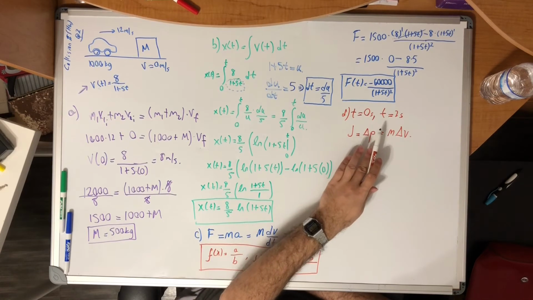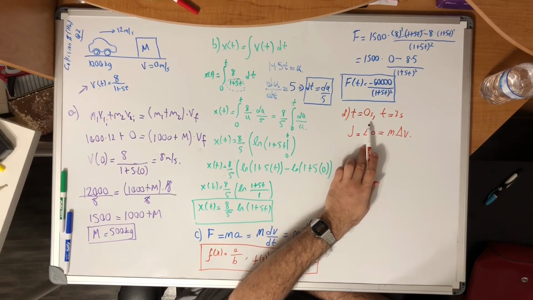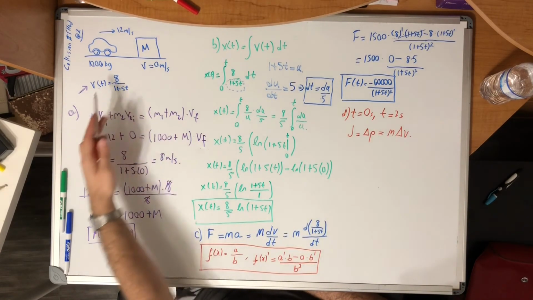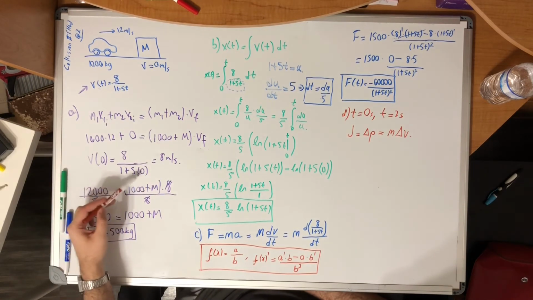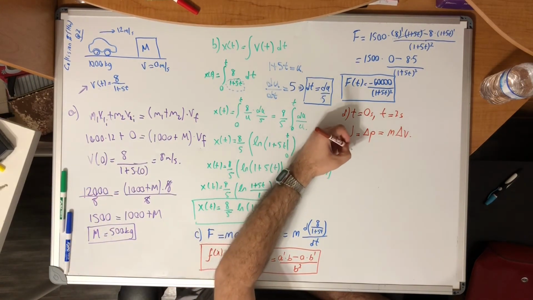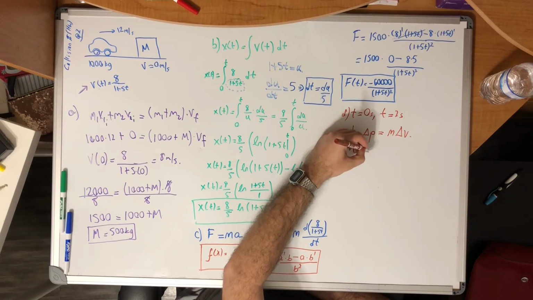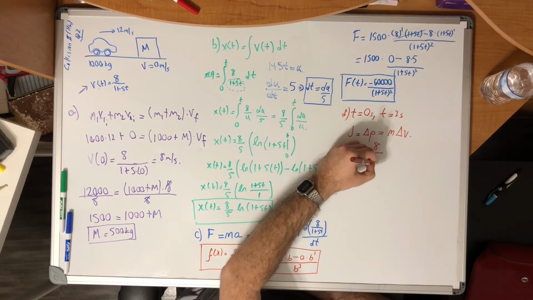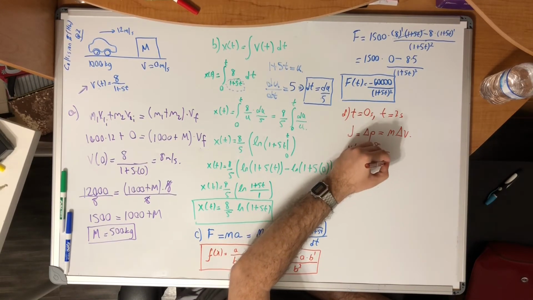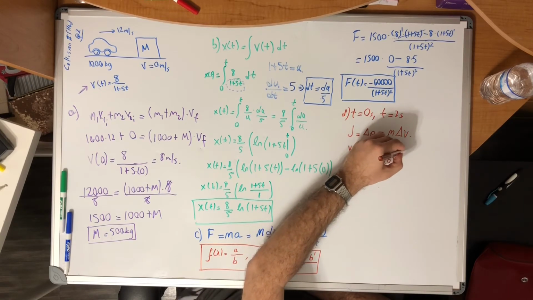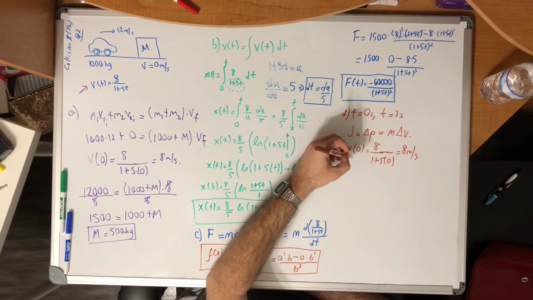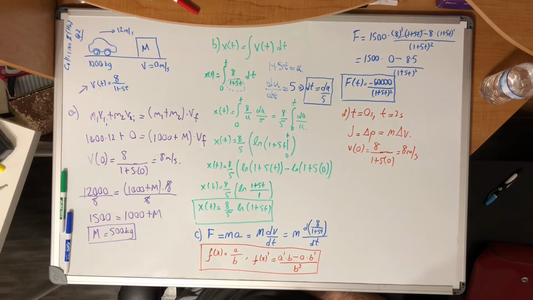Well, we have v at 0. I mean, once we have time 0, we figure that out. Over here, it's already 8, but let's do that again. v0 equals 8 divided by 1 plus 5 times 0. So that's 8 meters per second. So that's my velocity when time is 0.